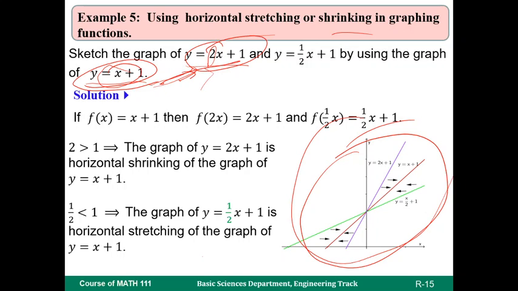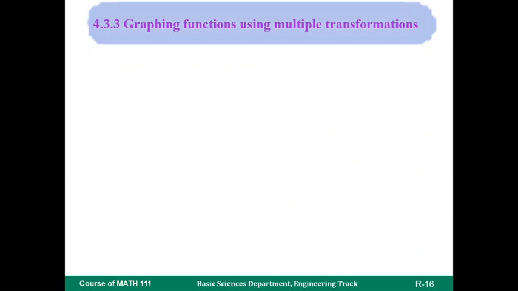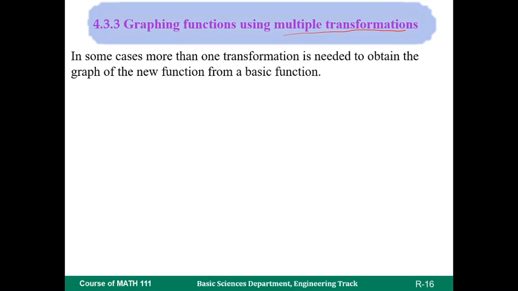It's a vertical stretching or horizontal stretching or shrinking. We want you to tell this to us. So this is wanted from you. Graphing functions using multiple transformations. Now sometimes you don't see just one transformation, but you have more than one.